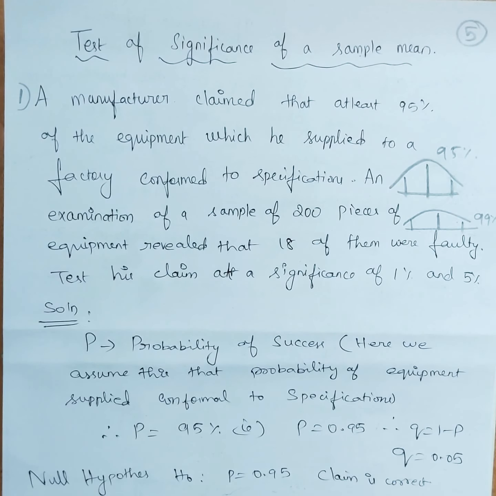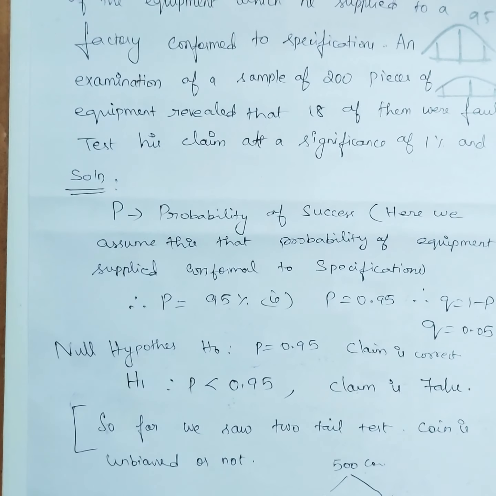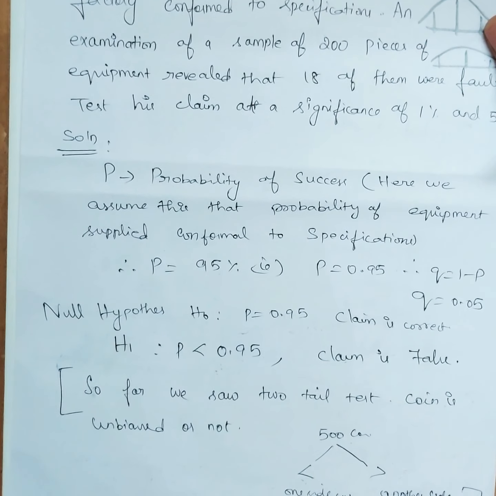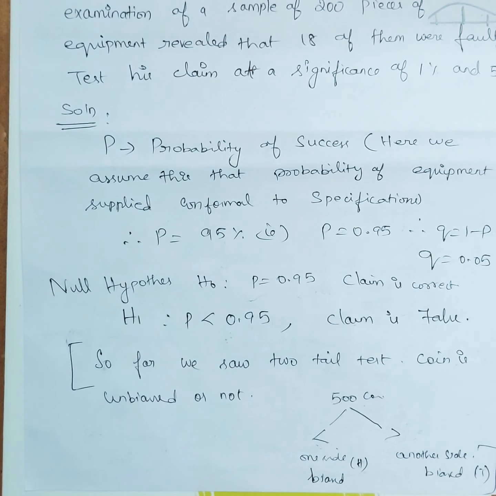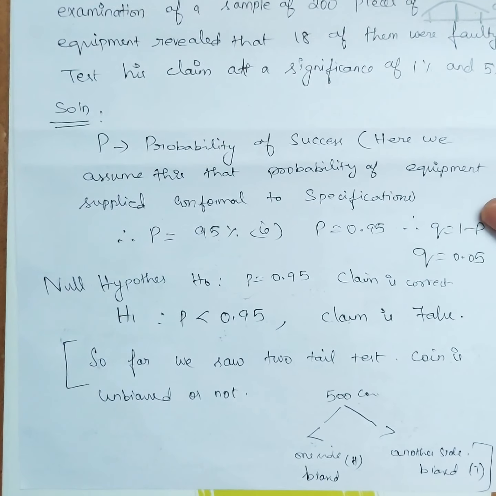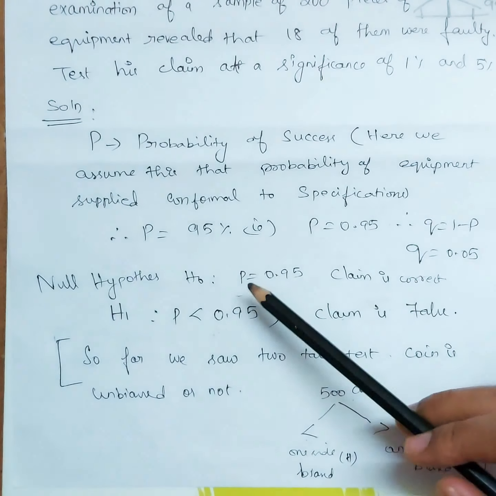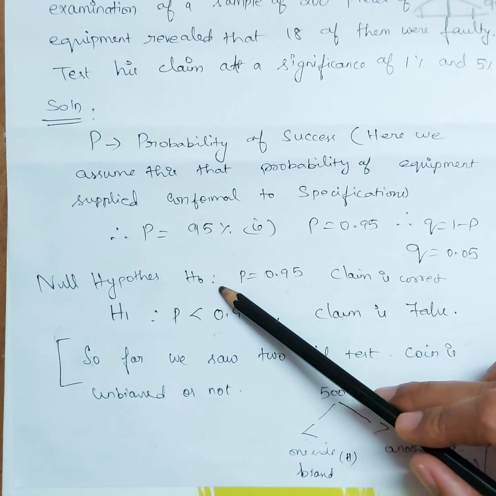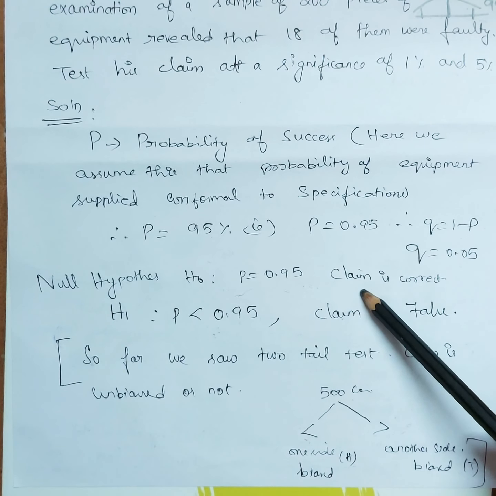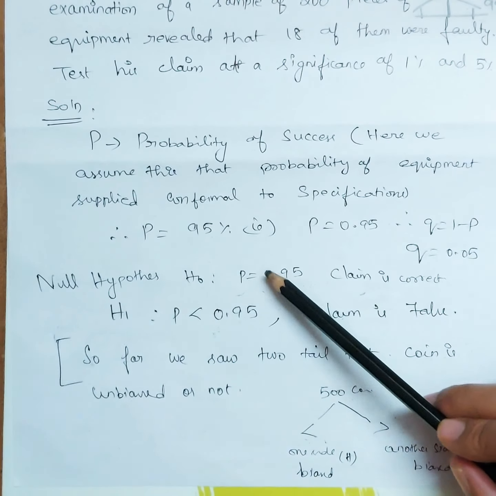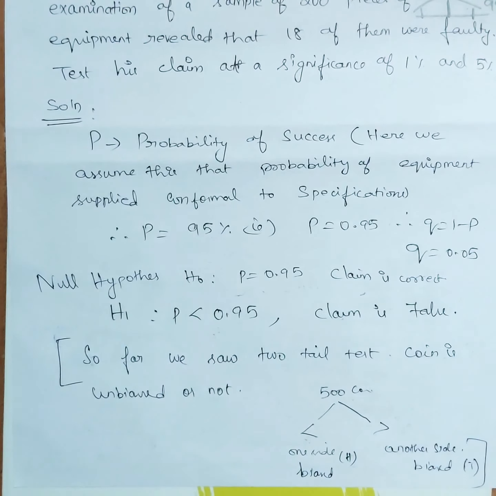Okay, very simple. So first of all, we have to fix the hypothesis, that is null hypothesis. As always, for the null hypothesis, we will assume that everything is correct and that things are fine, and then we'll check later. So the null hypothesis H naught, we are taking that his claim is correct. What is his claim? 95% conform to specification. 95% is nothing but 95 by 100, so I have written 0.95.